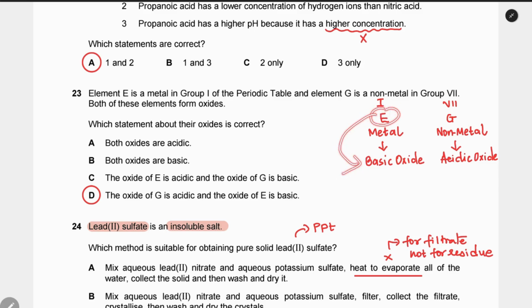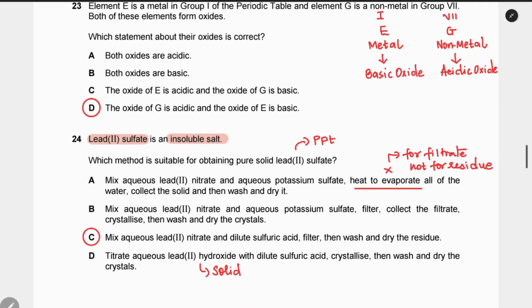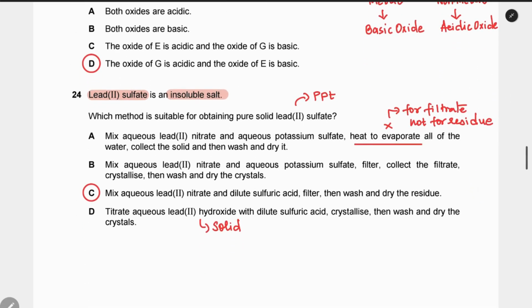No, it is basic oxide, so it's incorrect. Oxide of G is acidic and oxide of E is basic, which is correct. Question number 24. Lead(II) sulfate is an insoluble salt. Which method is suitable for obtaining pure solid lead(II) sulfate, which always comes as a precipitate?